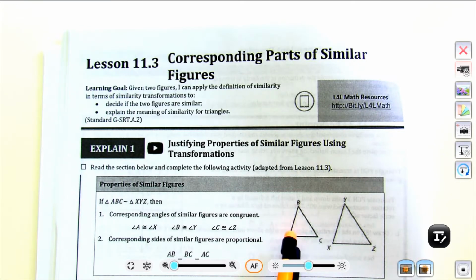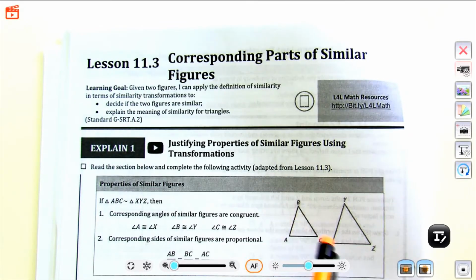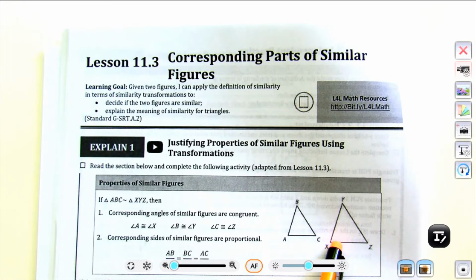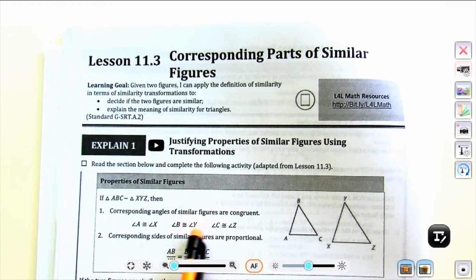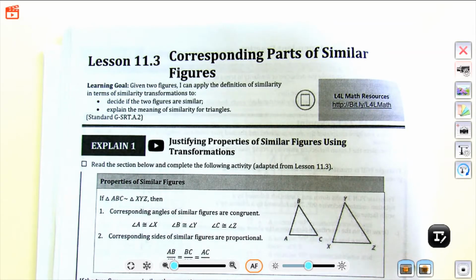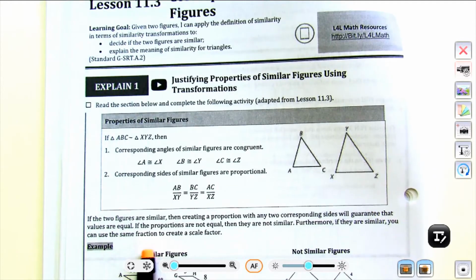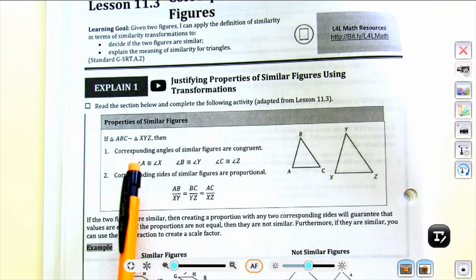The angle measurement is always preserved. So the angle of A in this one is actually equal to the angle of X. And same thing for B to Y, C to Z. So whenever they tell you you have two similar figures, you already know the angles are congruent. So the angles are equal to each other.